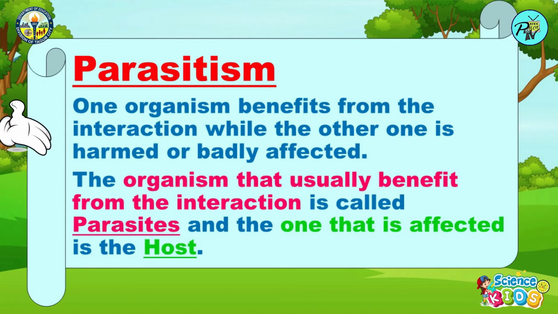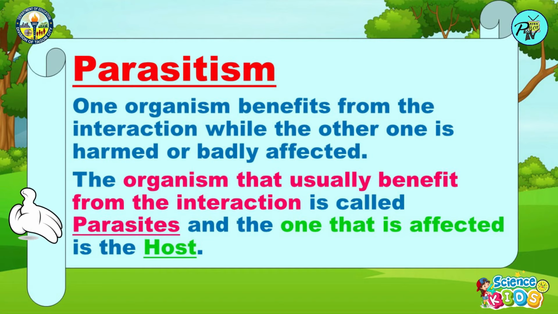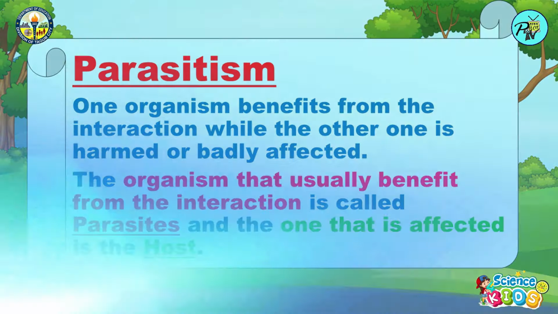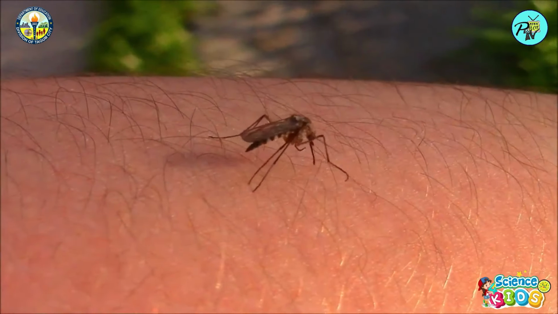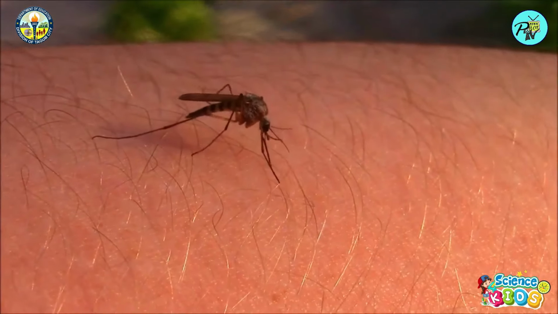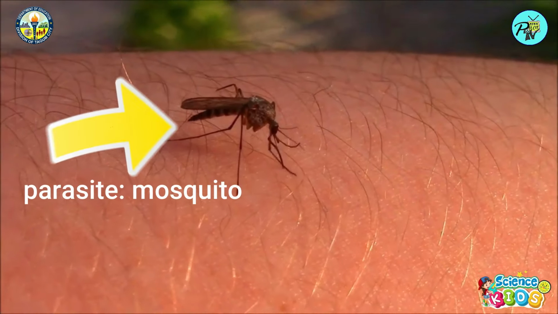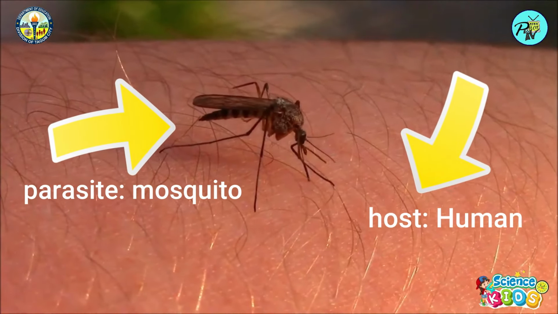Parasitism is a type of interaction where one organism benefits from the interaction while the other one is harmed or badly affected. The organism that usually benefits from the interaction is called the parasite, and the one that is affected is the host. Example is the human and mosquito. Mosquitoes bite humans and feed on their blood. The mosquito is the parasite and its host is the human.